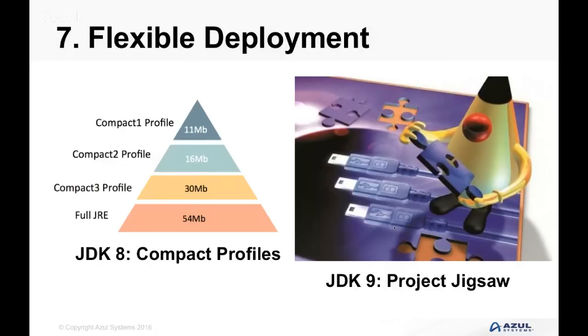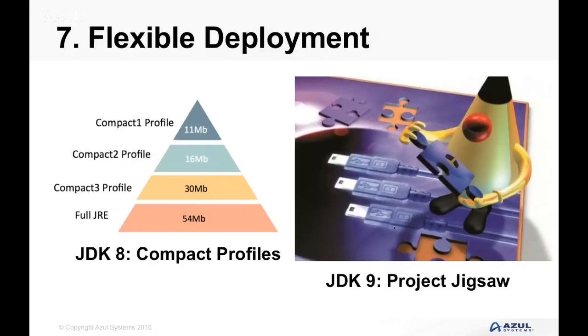Now, I said that you can run the JVM in a very small memory footprint. Obviously, the more libraries you use, the more space the JVM is going to take in terms of runtime memory. But from the point of view of the deployment footprint as well, the aim is to make it more flexible and smaller for applications that don't need everything. JDK 8 introduced the idea of compact profiles. These are subsets of the full Java runtime class libraries. In the diagram here, you can see that the full JRE class library is about 54 megabytes. Compact Profile 3 is 30, Compact Profile 2 is 16 megabytes, and Compact Profile 1 is a bit under 11 megabytes. Each of those subsets has smaller sets of the standard class libraries.